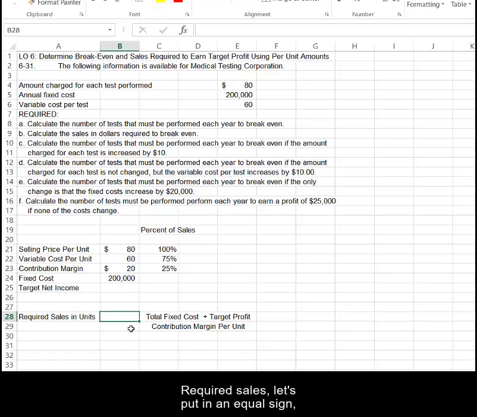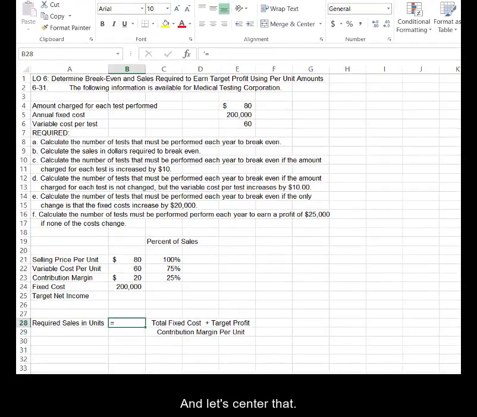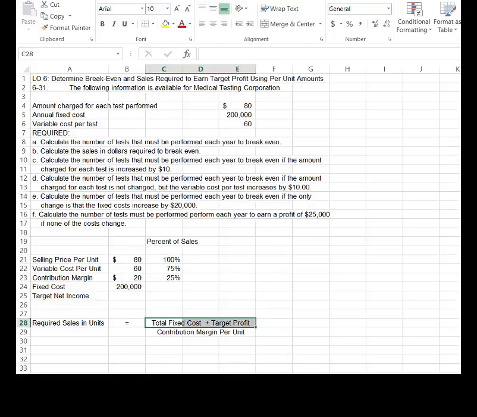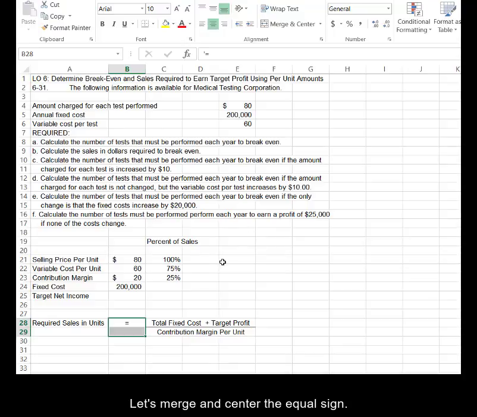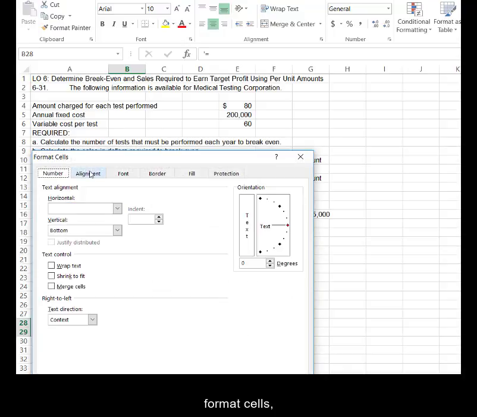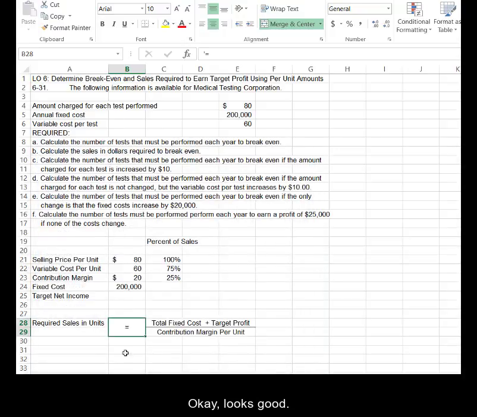Required sales, let's put in an equal sign. Remember, the equal sign is apostrophe equal. And let's center that. The total fixed cost plus targeted profit is actually in cell D and centered. Let's put a single border. That looks good. Let's merge and center the equal sign. Right click, format cells, alignment, merge cells, center vertically. Okay, looks good.